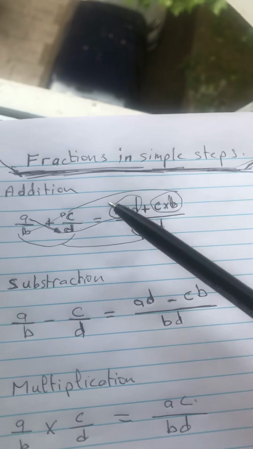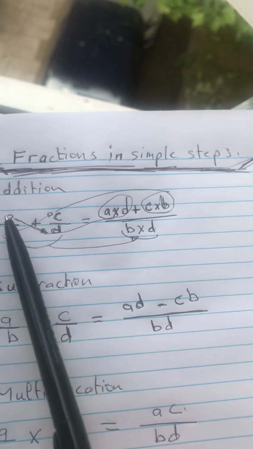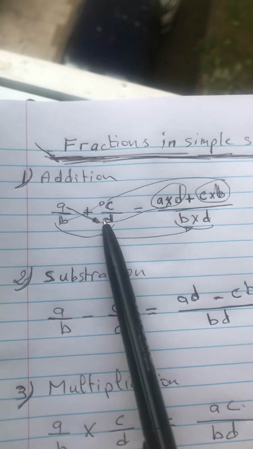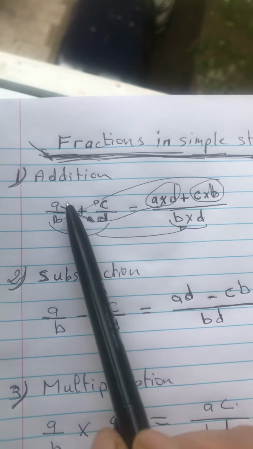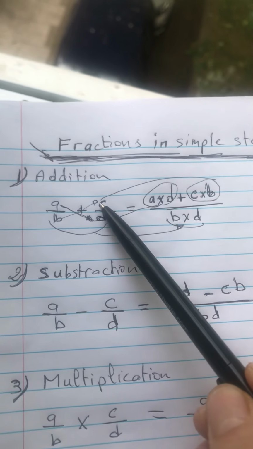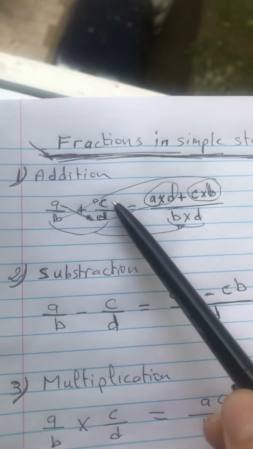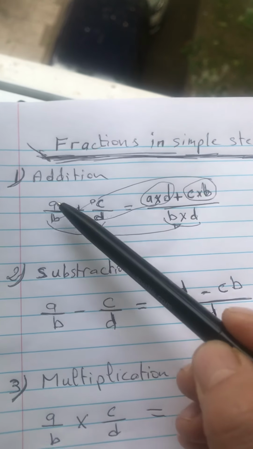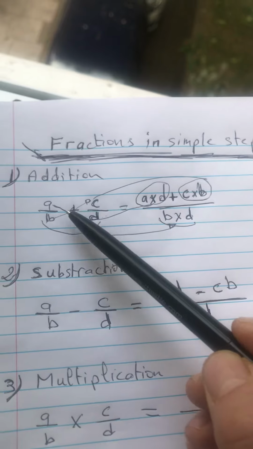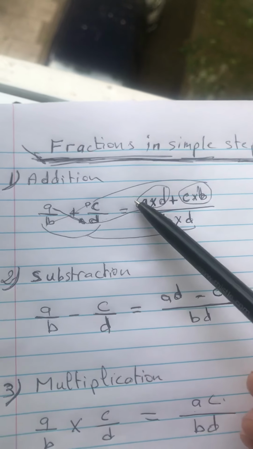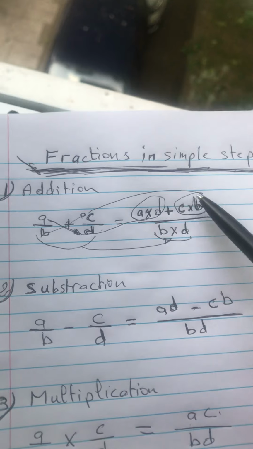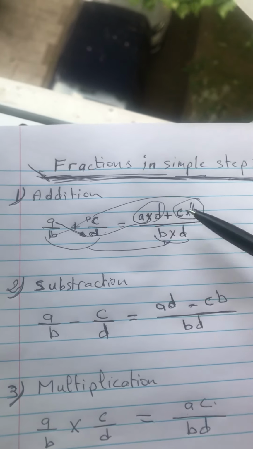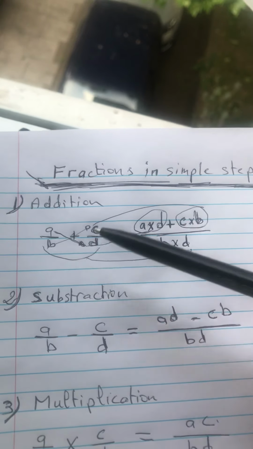The numerator is made out of two parts. The first one is a times d. A times d comes here. Then c times b comes here. So we cross it like that and like that. A d plus c b. The denominator is normal, b times d. Then you can replace letters with numbers.